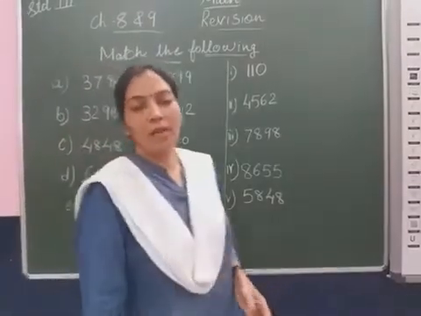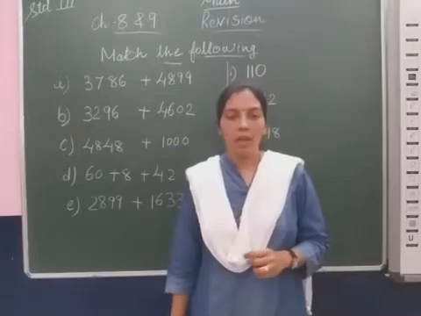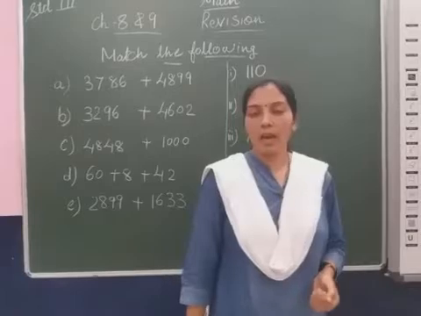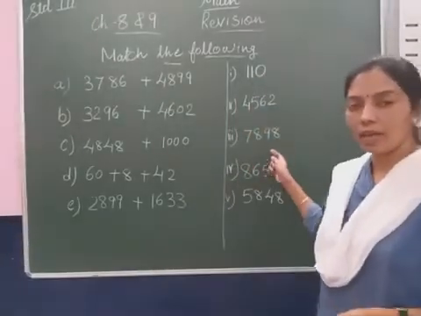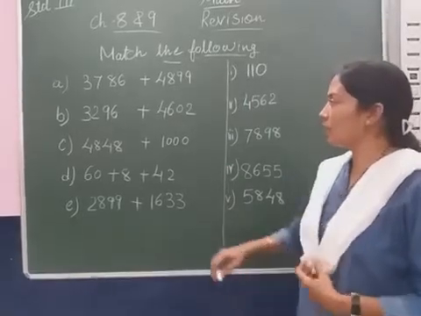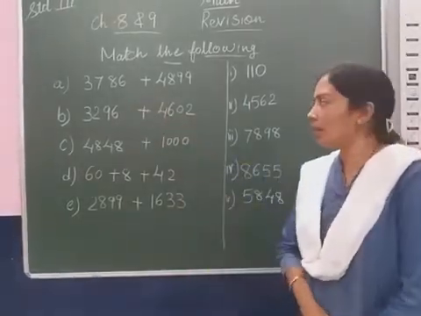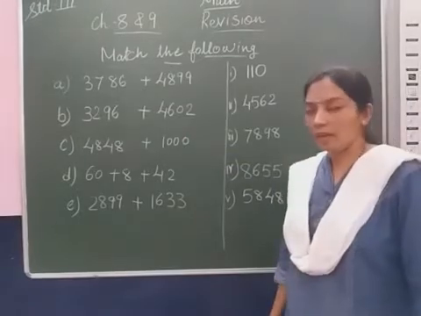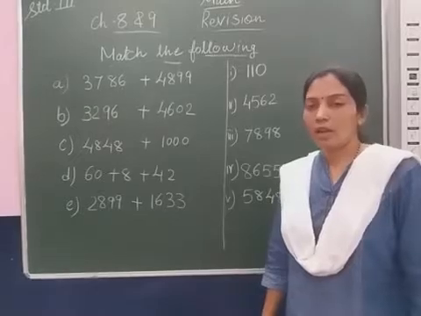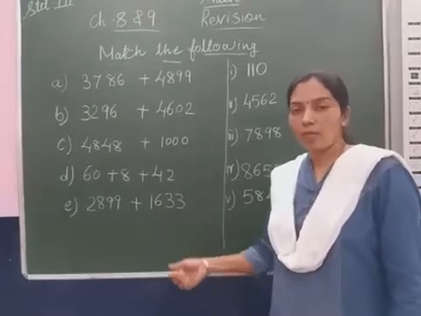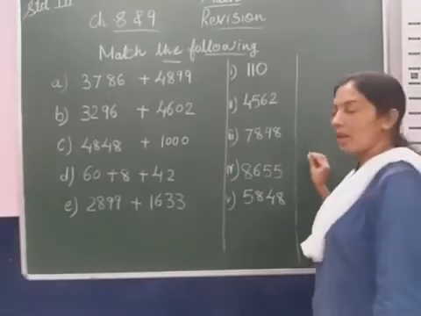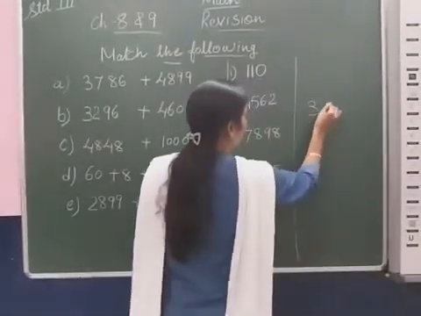Now students, our next question is match the following. Here we do different additions, find the answers, and match them with the other column. The first question is 4-digit plus 4-digit: 3786 plus 4899. To find the sum, we have to do the addition. In this space I will show you this addition.